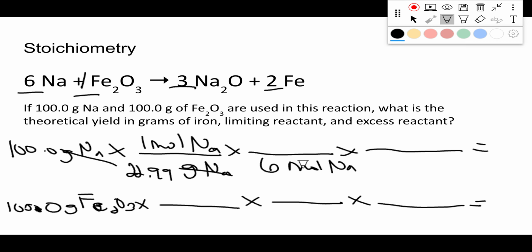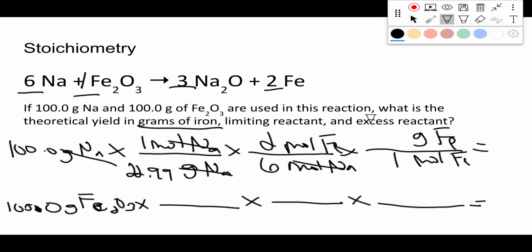This step is going to be where I look at my balanced equation. I'm trying to get to grams of iron. I cannot go straight to grams, but I can go to mole of iron. This is how I switch from my known to my unknown. It has a coefficient of 2. So now I've canceled my moles of Na. I have mole of Fe. That is going to be 1 outside of this ratio. It is always 1 no matter what. And I'm trying to get to grams of Fe. And from your periodic table, that's going to be 55.85.